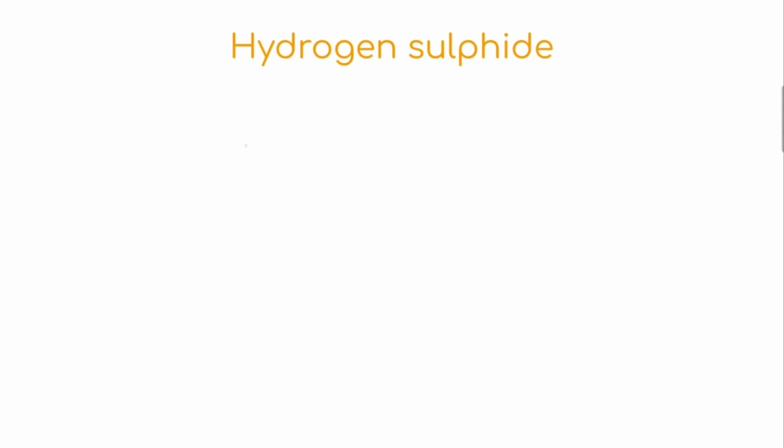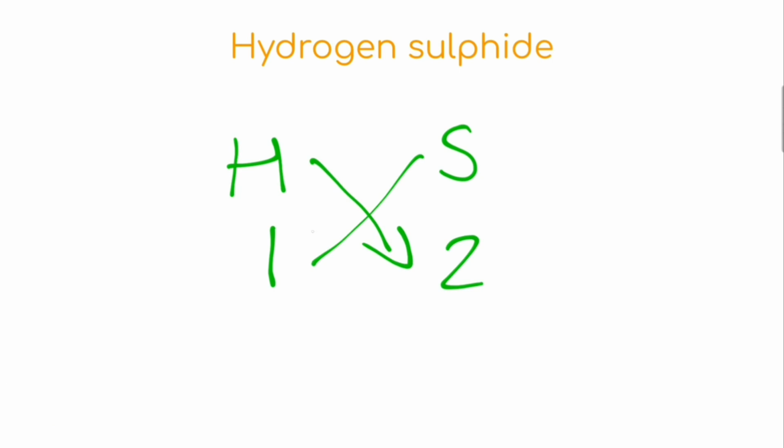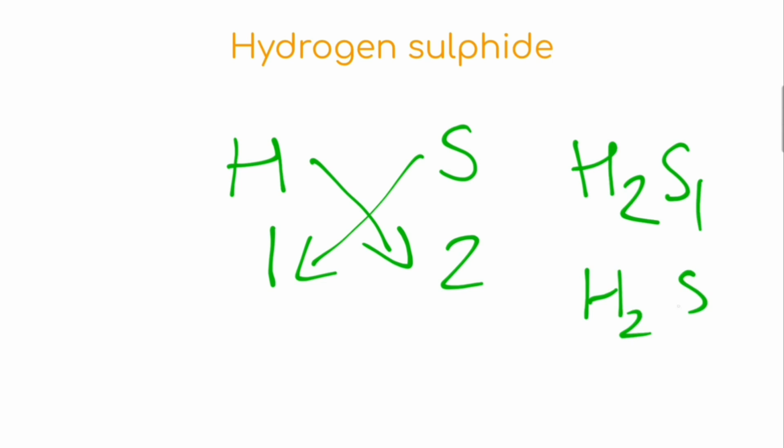Hydrogen's symbol is H and sulfur symbol is S. Let's see what their valencies are. Hydrogen has a valency of 1 and sulfur on the contrary has a valency of 2. So when we cross over the valencies, we get H2 and S1. So H2 and S1. So we get it H2S. So it is our second example.